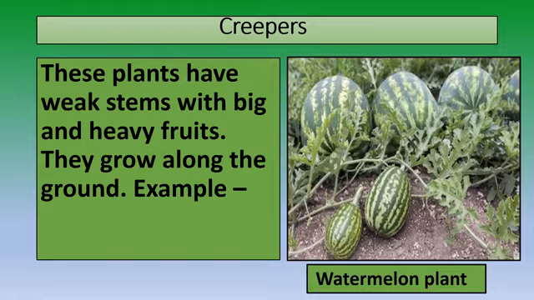Now, if you look at this picture carefully, you will notice that the watermelons are growing along the ground. And do you know why? The watermelons are growing along the ground as the fruits are very big and heavy, and the stems are very weak to carry their weight. So the creeper grows along the ground and rests its fruit on it.